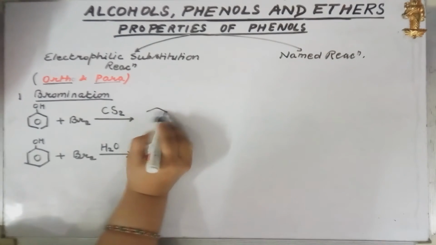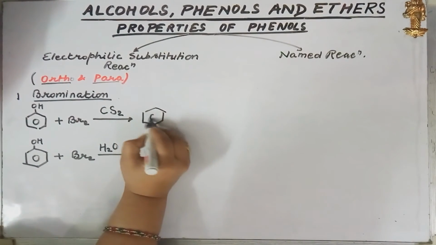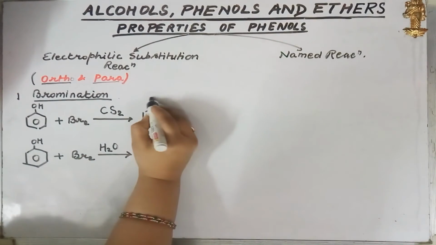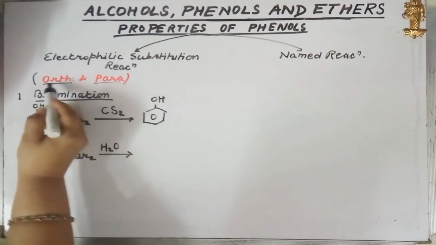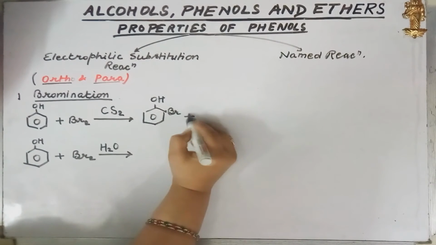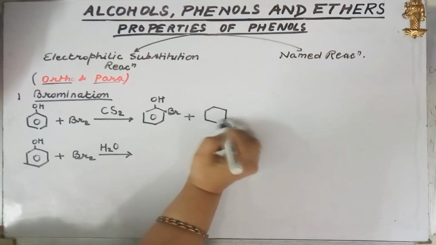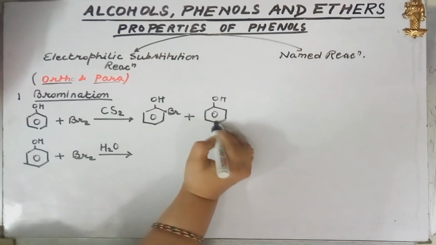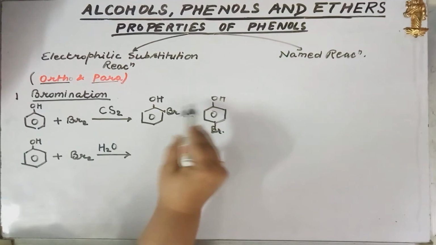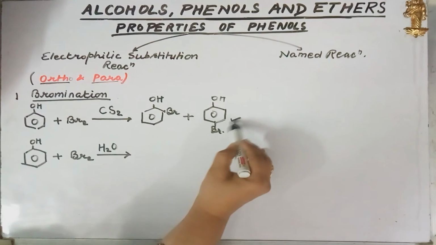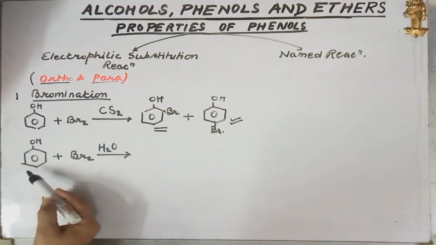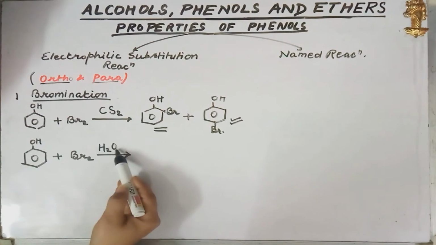When the reaction is done in the presence of carbon disulfide, you will get the mono-substituted product, and always it will be directed to the ortho and para positions. So one product will be at the ortho and one product will be at the para. Obviously, the para product will be the most stable, so this will be the major product and the ortho will be the minor product.